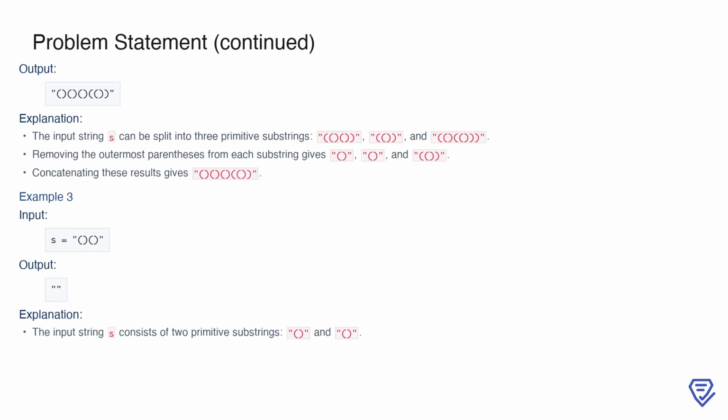In the next example, the input string S is given. This time, the string can be divided into three primitive substrings, and for the first substring, removing the outermost parentheses leaves us with a result. For the second substring, removing the outermost parentheses again gives us another. Finally, for the third substring, removing the outermost parentheses leaves us with the last. When we concatenate these results, we get the output string, which is the answer. This example shows how the process works when there are multiple primitive substrings with varying levels of nesting.